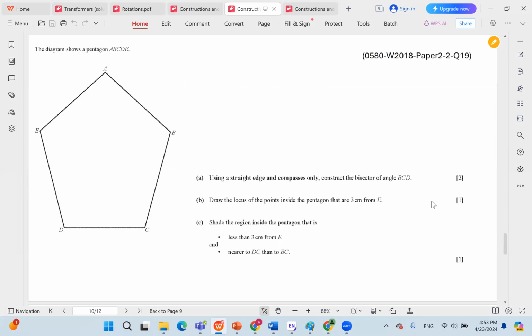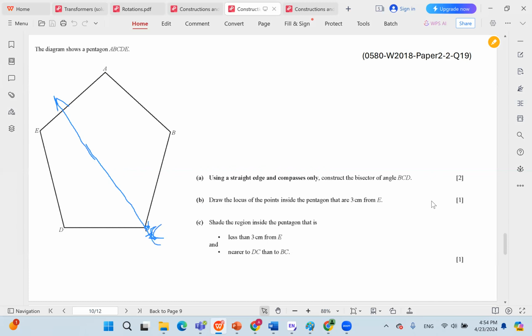Using a straight edge and compass only, construct the bisector of angle BCD. So you're already familiar with how to construct an angle bisector. The end result should look something like this. Let me just continue the line like this. This is the angle bisector. Technically, it should start at C, not extend beyond it. This was inaccurate on my part. It should be a ray starting at point C and extending upwards like this.